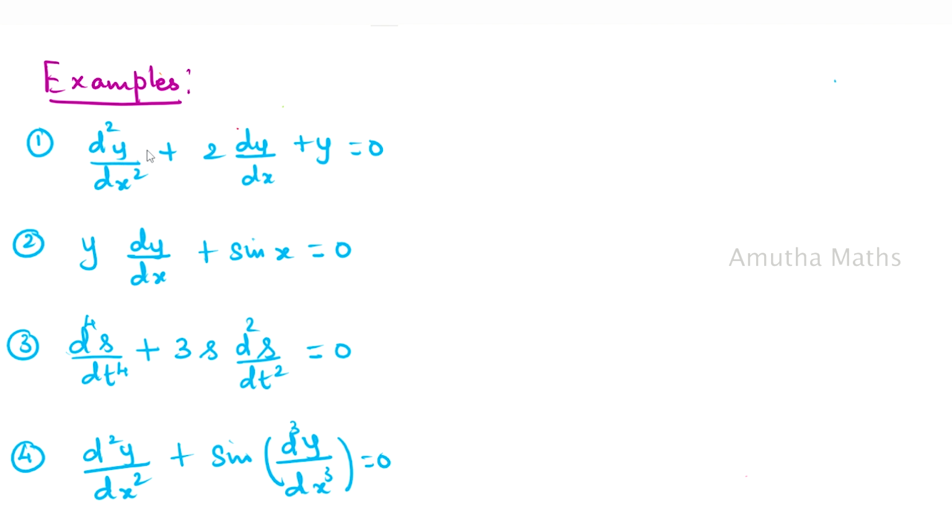So here, what is the dependent variable? The dependent variable here is y. Okay. Degree 1. So this is also of degree 1, and this derivative is also of degree 1. So all the derivatives are of degree 1, and the dependent variable is also of degree 1. And there is no trigonometric or logarithmic function involved in this differential equation. So this is a linear ordinary differential equation.